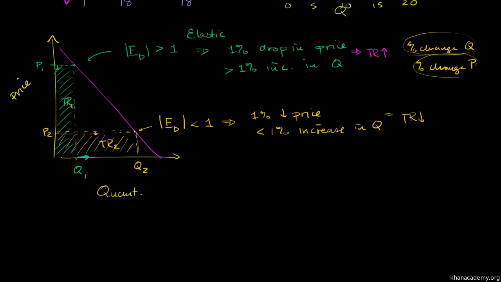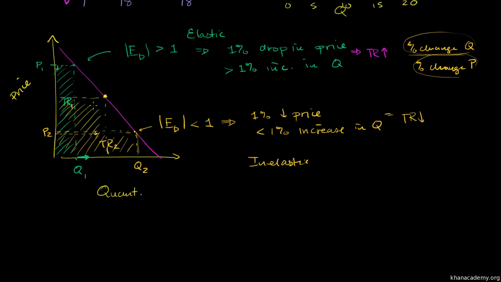And when it is inelastic, when it's elastic, a drop in price tends to make total revenue go up. And when it is inelastic, a drop in price tends to make total revenue go down. And then you could imagine, right when you're at unit elasticity, someplace around there, a 1% drop in price will result in exactly a 1% increase in quantity demanded, and so they will kind of trade off. You won't get a noticeable change in your revenue.